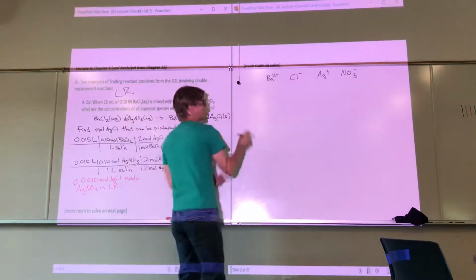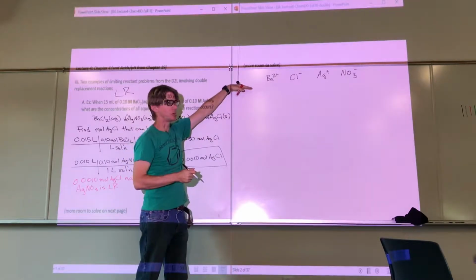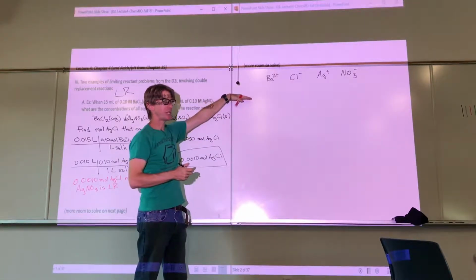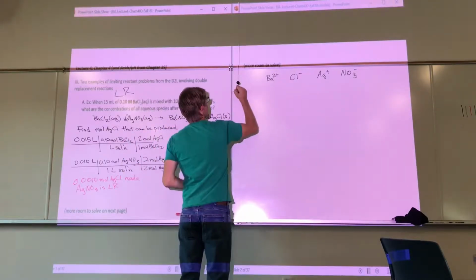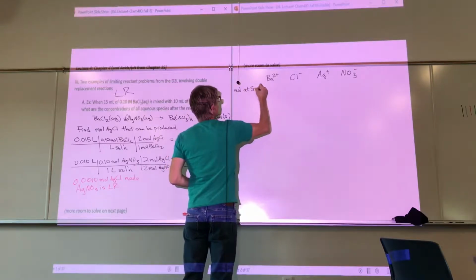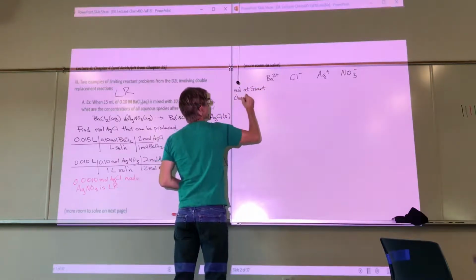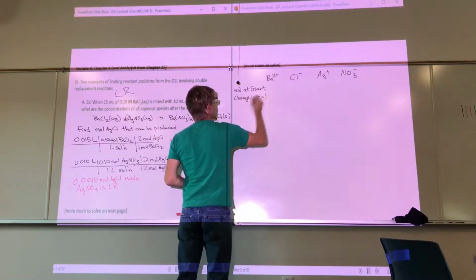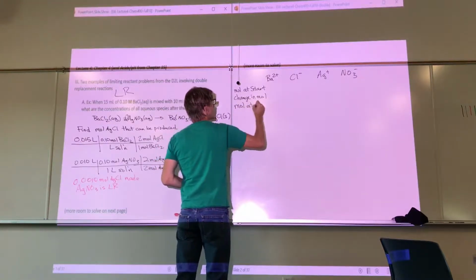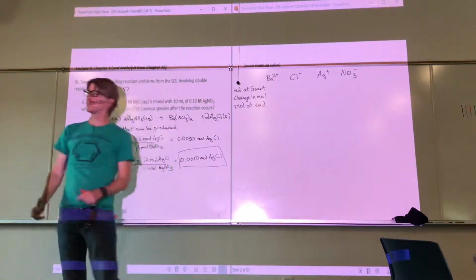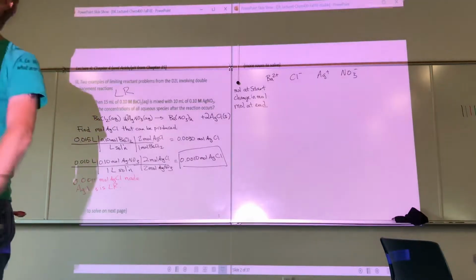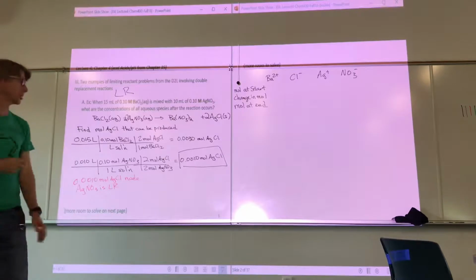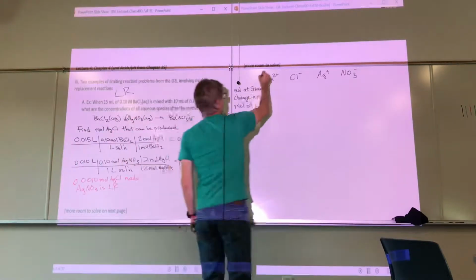Now, I'm going to set up a little table here. I'm going to have moles at the start, change in moles, and moles at end. And we've done similar things like this, not with ions, but we've said for the excess reactant, how much do we start with, how much do we change, how much do we end with, to find what we call the leftover. Okay? And this is a table.